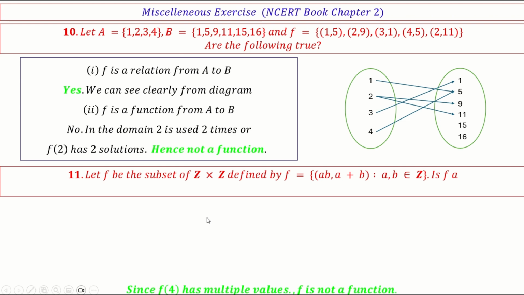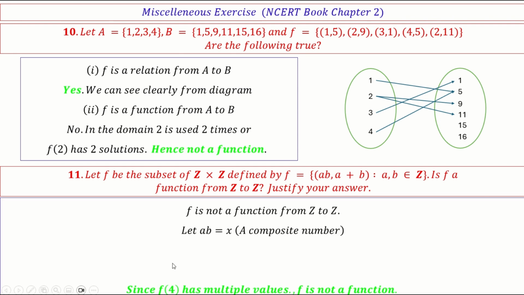Next. F is a subset of Z by Z, defined as (ab, a plus b) such that (a, b) belongs to Z. Is f a function from Z to Z? Justify your answer. Yeah, ab equal to x, a composite number. X can have multiple factors whose product is x.